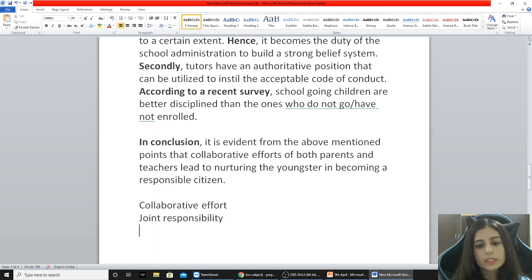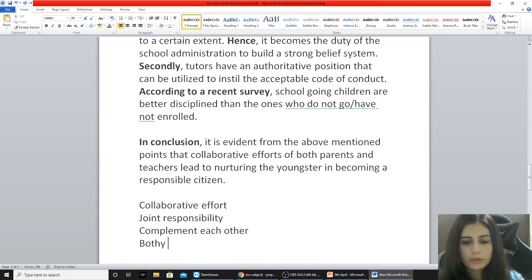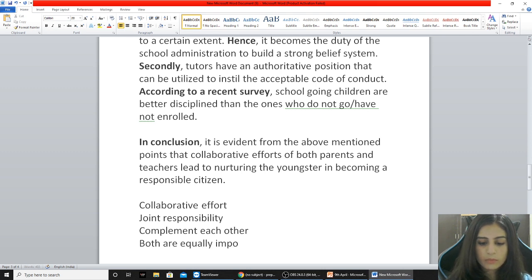Then you can write complement each other, as I have written before. So again, you can write both are equally important. Important, relevant, or you can say, yeah, so basically these are the words you can use in your conclusion to showcase the fact that both are equally important. All right.